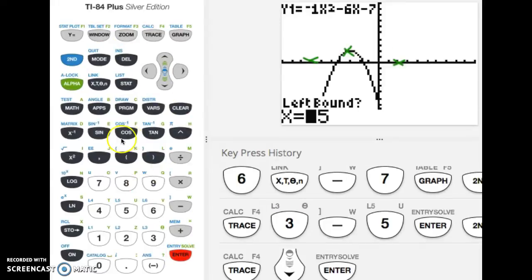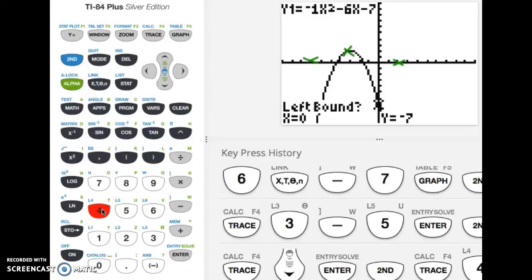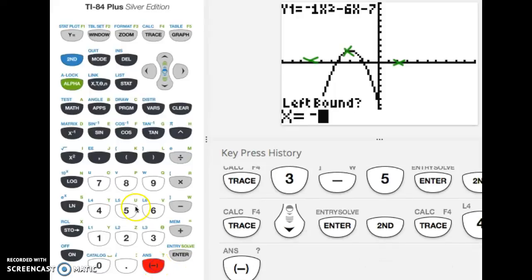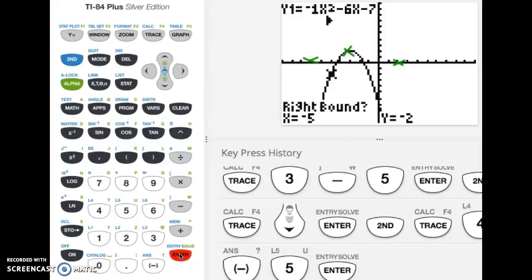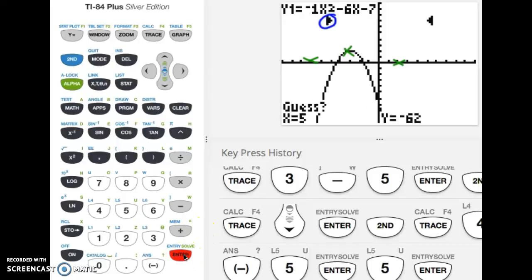Hold on 1 minute. Okay, so second, trace. We said this was a maximum. So number 4, sorry, I said number 3 before. Number 4 is maximum. I'm going to go ahead and hit negative 5, enter. Notice when I hit that, an arrow shows up here right above the x that I picked. So that's on the left. I'll just use positive 5 for my right one, and I'll hit enter. Again, notice how this arrow is over here. So as long as my vertex falls somewhere in here, this range, it will find it.